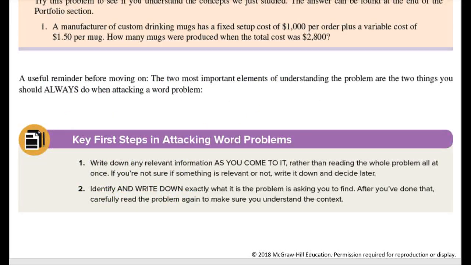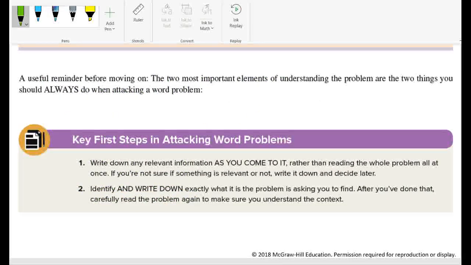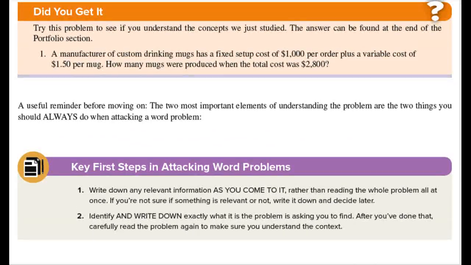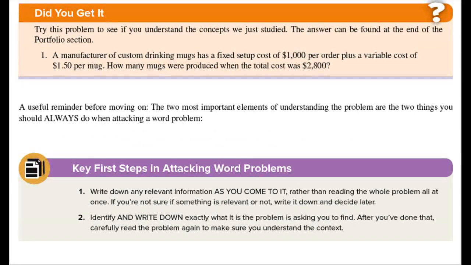Looks like we've got a did you get it coming up. So look at that did you get it. Check your answer in the back of the lesson. If you don't get it and you don't know why, send me an email or try to get a hold of me somehow. Okay? Before we move on, a useful reminder: the two most important elements of understanding the problem are the two things you should always do when attacking a word problem. Write down any relevant information. Write down exactly what you're trying to find.